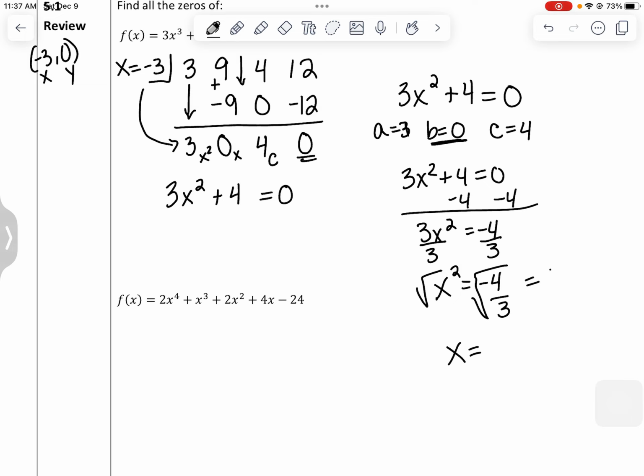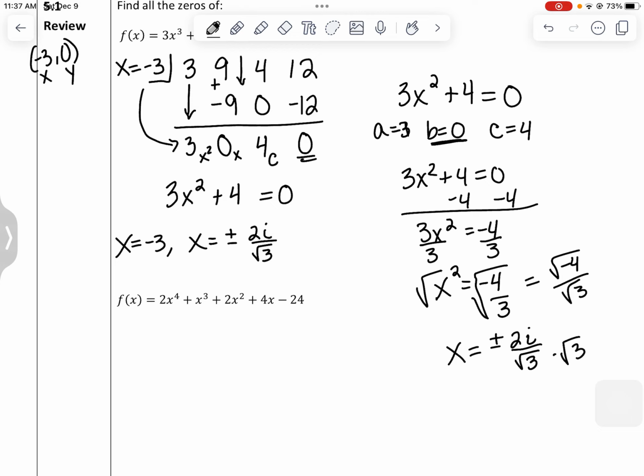When you take the square root of a fraction, you can actually split this up. You can take the square root of the top over the square root of the bottom separately. Now the square root of -4 is going to be plus or minus 2i, and the square root of 3 is irrational, so we would leave that. And then that would be our other 2 answers. So x equals -3 and x equals plus or minus 2i over the square root of 3.